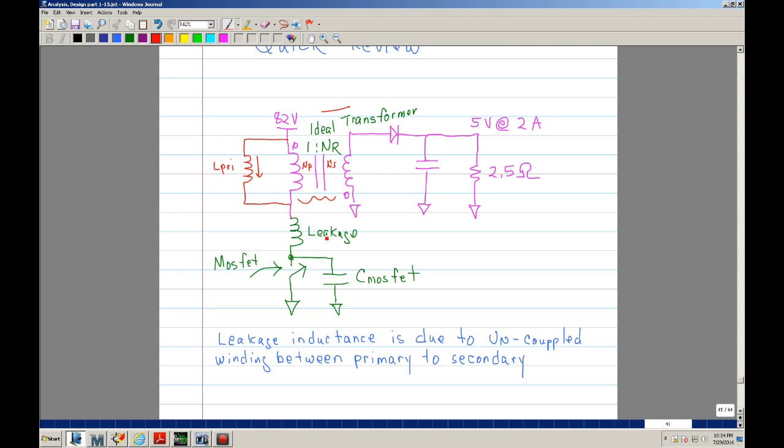So it's like adding a parasitic inductance. The leakage inductance is really a parasitic; it's something that you don't want. In an ideal case you don't want any leakage, but of course you can't have that. You'll always have a little bit of leakage. This is the model that we have. You have your MOSFET here, modeled just as a switch, and I added the capacitance from the drain to the source, which is this C MOSFET. Again, leakage inductance is due to the uncoupled windings between the primary and the secondary.